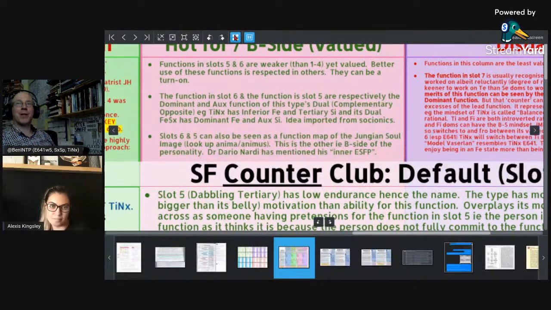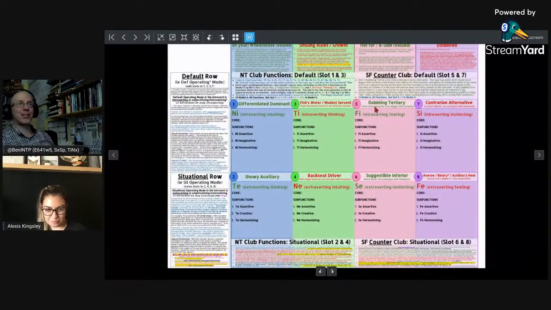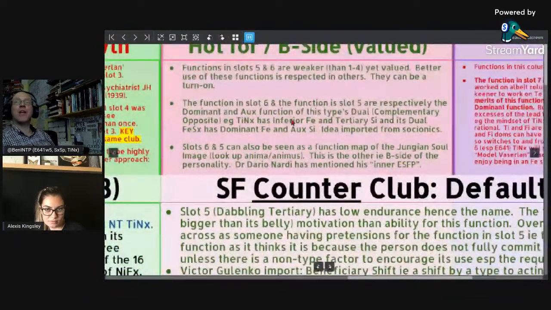5 and 6. The functions in slots 5 and 6 are weaker than 1 to 4, yet valued. Better use of these functions is respected in others. They can be a turn on.